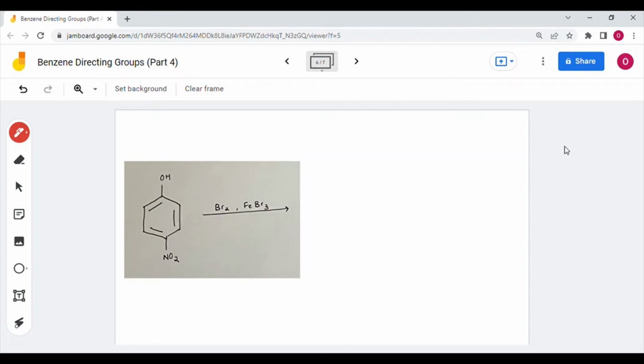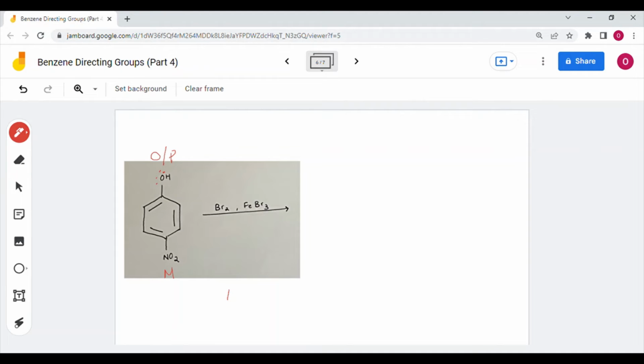So, much like the last problems, the first step is to identify whether these groups are ortho-para or meta-directing. We know that OH is going to be ortho-para because there are extra electrons on the oxygen. Thus it is electron donating, thus ortho-para. Conversely, NO2 is meta-directing because NO2 has a positive charge on this nitrogen.